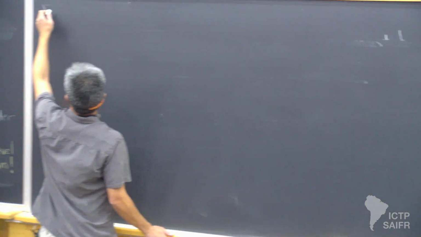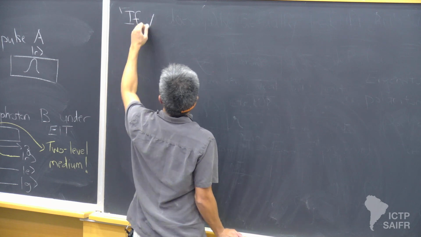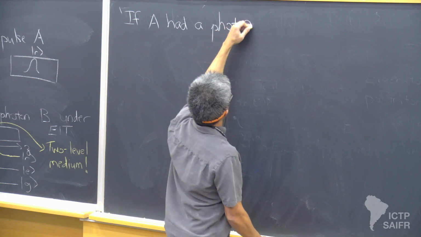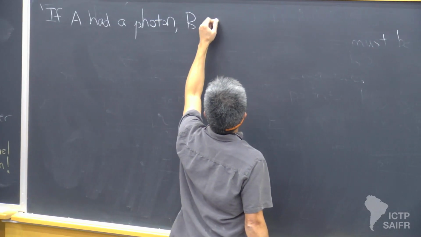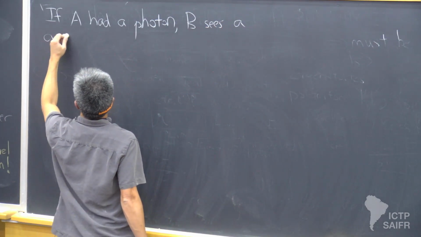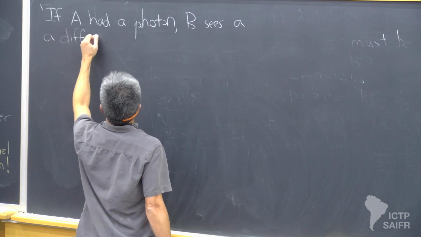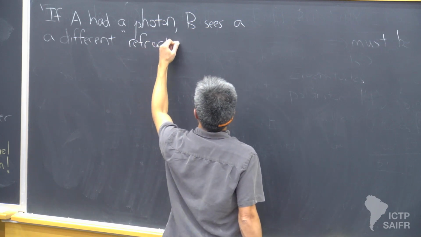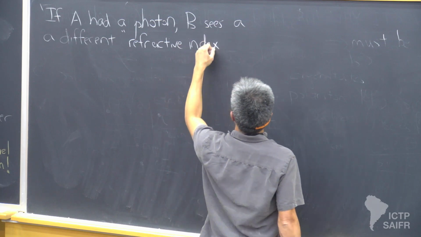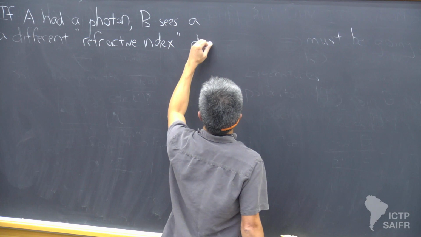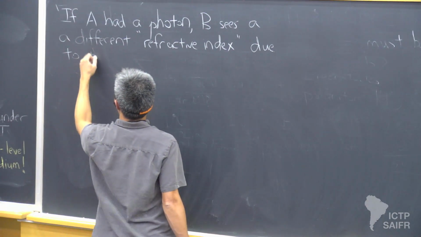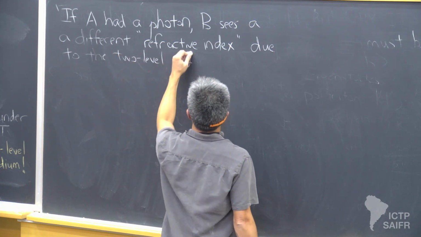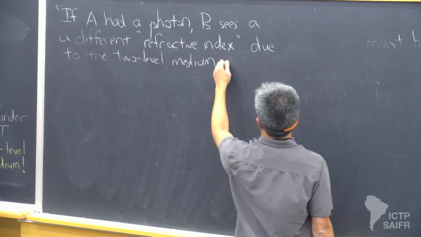So just to summarize how the gate works, if A had a photon, then B sees a different refractive index when it tries to propagate through, due to the 2-level medium that was effectively induced.